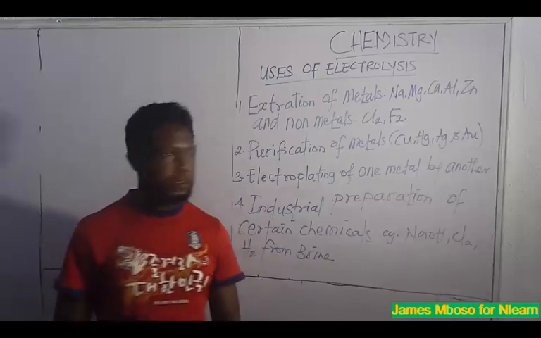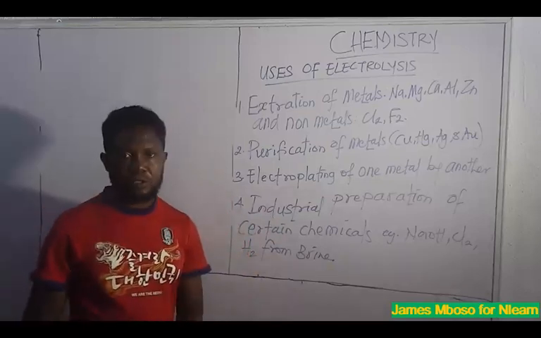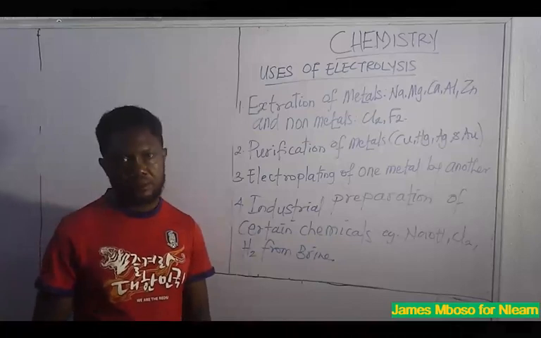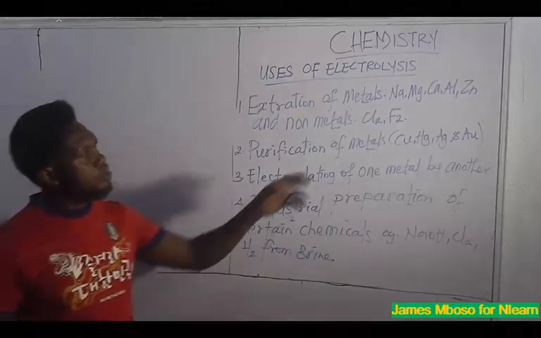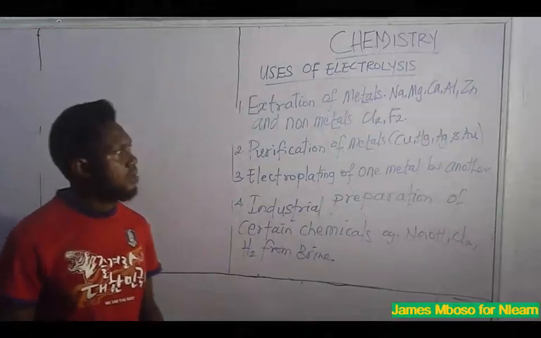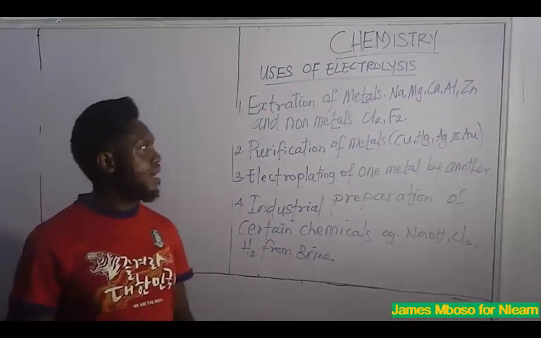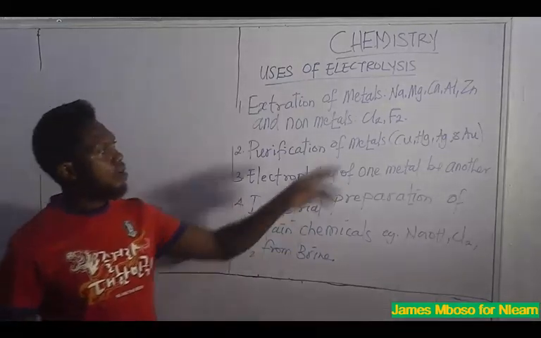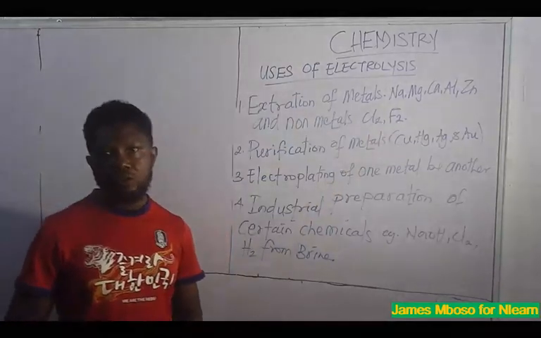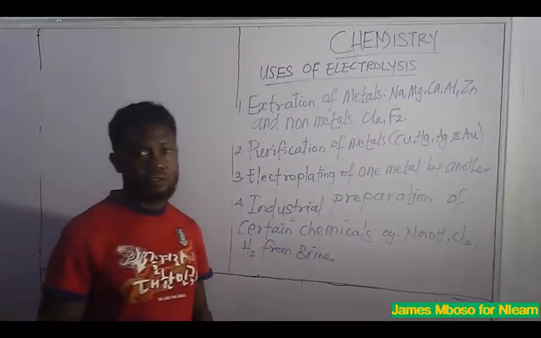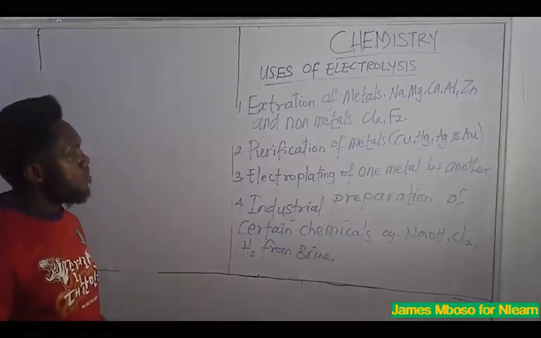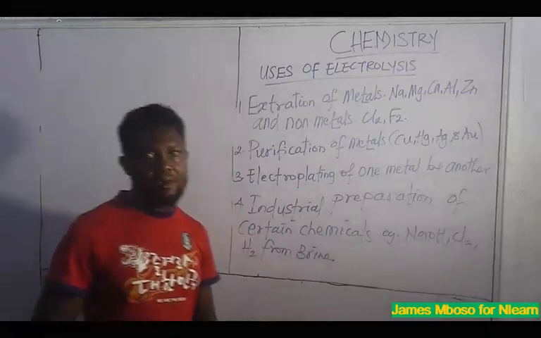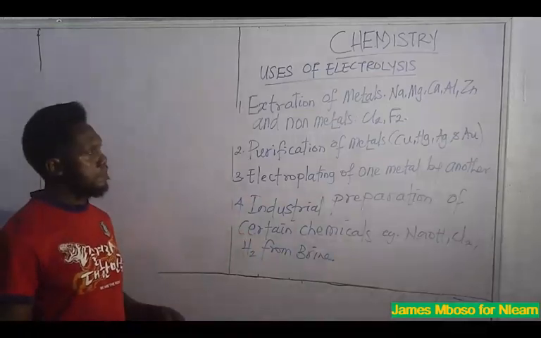Still on electrolysis, let's look at the uses of electrolysis. One, we have extraction of metals and non-metals. Metals like sodium, magnesium, calcium, aluminium, zinc are being extracted through electrolysis. Also, non-metals like chlorine and fluorine are also being extracted through electrolysis. We also have purification of metals. Copper, silver, mercury, and gold are being purified through electrolytic processes.